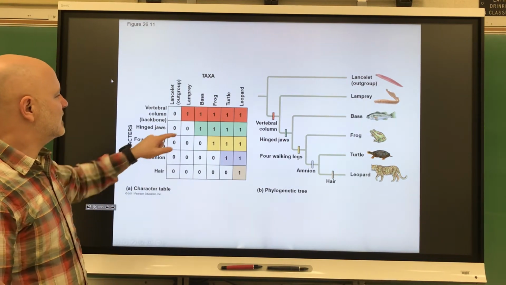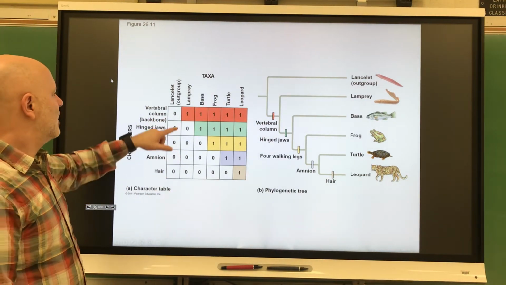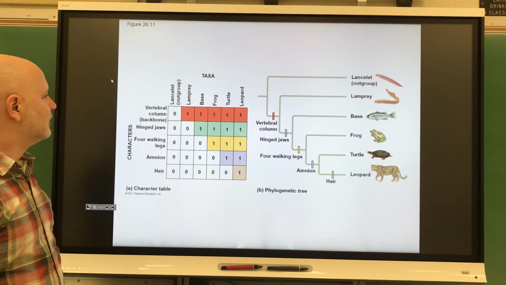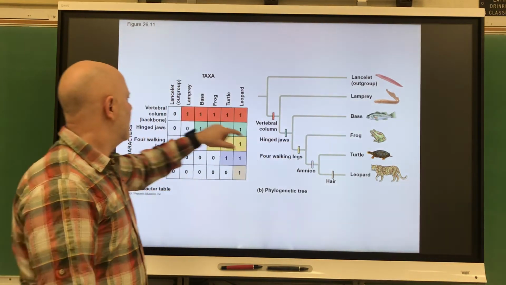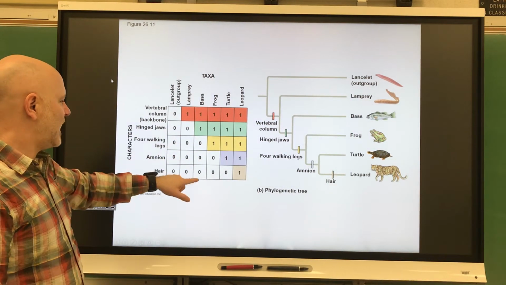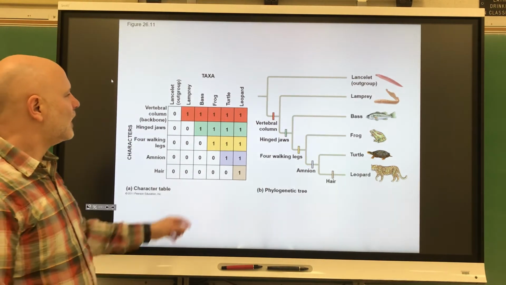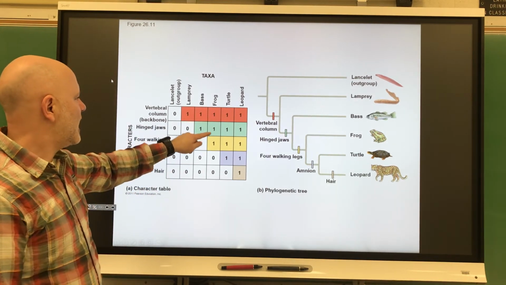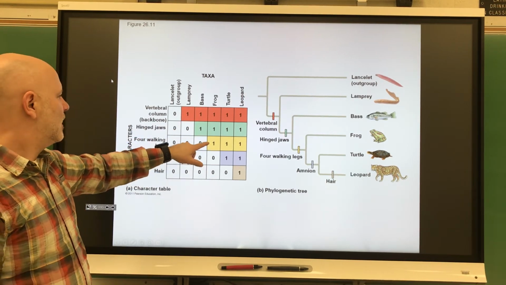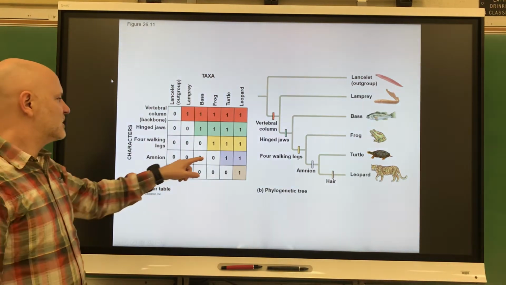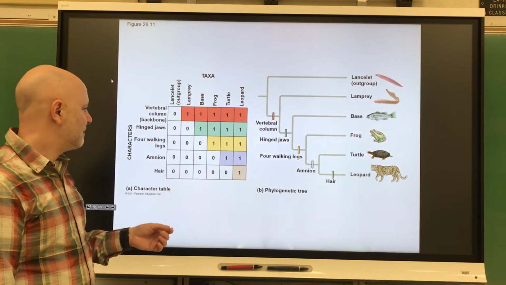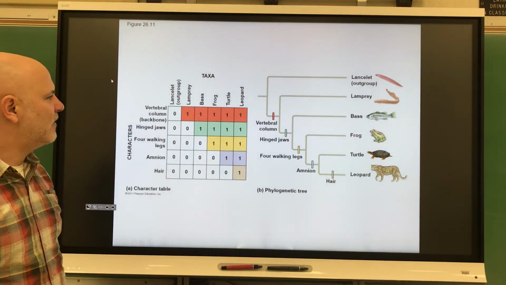Next is the lamprey, which is a jawless fish, but it does have a vertebral column. So it doesn't have a jaw, it doesn't have anything else. Next is the bass, we see there. Bass does have a vertebral column, it does have hinged jaws, but it doesn't have legs or an amnion or hair. Next is the frog. Frog has all 3 of these, right? So it has a vertebral column, has a hinged jaw, has 4 walking legs. Does not have an amnion, so they don't have this protective membrane around their eggs. It does not have hair either.